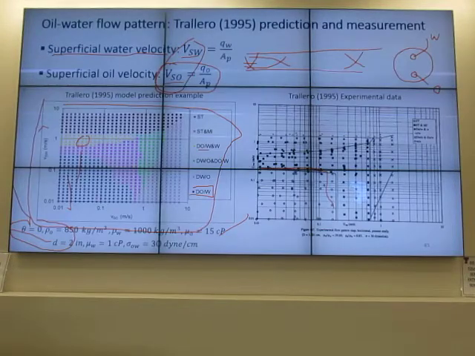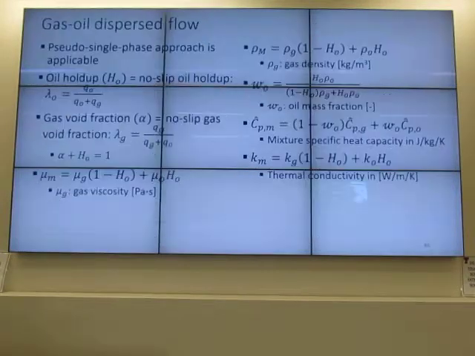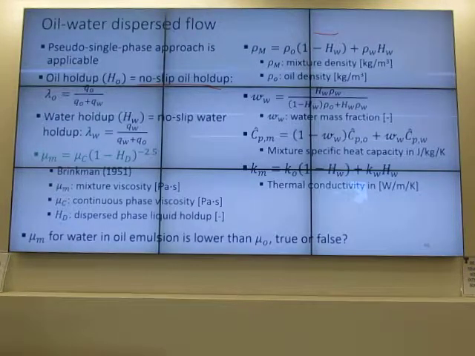Okay, you are here. So, no slip liquid hold up. Do you see no slip liquid hold up? You've seen it before. Lambda. You see this one, right? This lambda, no slip liquid hold up, is QO divided by total flow rate.